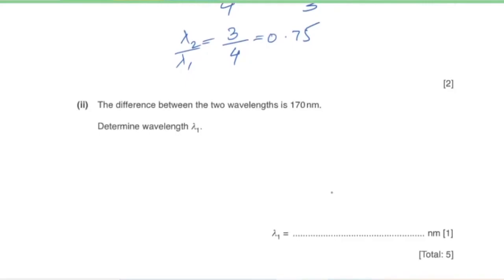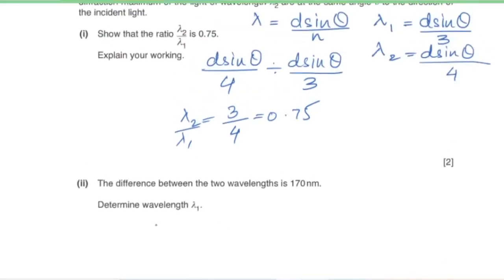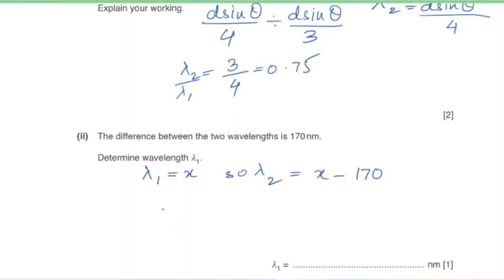Part 2, the difference between the two wavelengths is 170 nanometers. Determine the wavelength lambda 1. So let's suppose that lambda 1 is x nanometers. So lambda 2 would be x minus 170 nanometers. Now they have already given us the ratio of lambda 2 by lambda 1. So x minus 170 divided by x is 0.75. And so we have lambda 1, which is also x, equal to 680 nanometers.